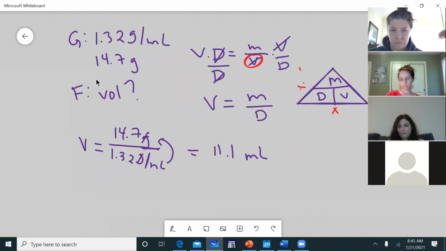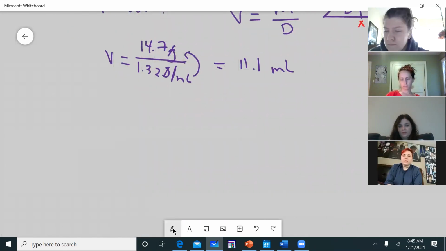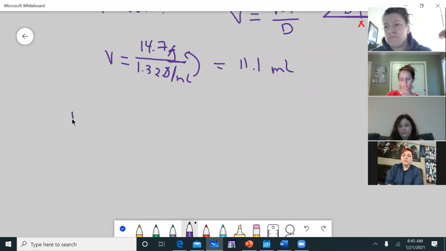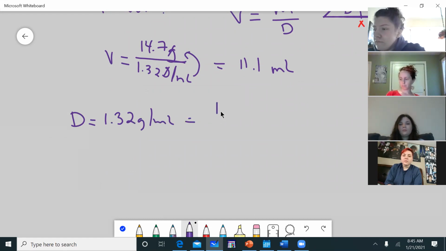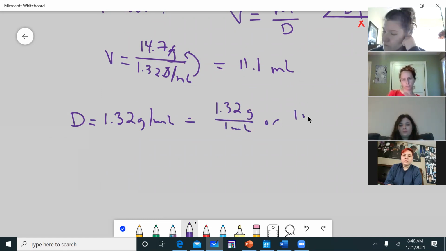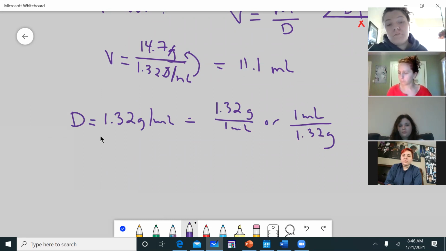So if we look at our density here, we've got this value that says density is equal to 1.32 grams per milliliter. That's a conversion factor. It's two units related to each other. It's like saying 1.32 grams in every 1 milliliter, or it's like saying 1 milliliter will yield 1.32 grams. Y'all seen how those look like conversion factors?